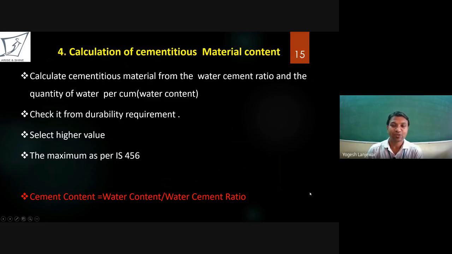Now this next part is the calculation of cementitious material. It consists of a calculation of cement, and the cement content is given by the formula water content divided by water cement ratio. Calculate cementitious material from the water cement ratio and the quantity of water per cubic meter, that is nothing but the water content. And we have to check it from the durability point of view also. We have to select the higher value, and that is as per IS 456. So cement content is equal to the water content divided by water cement ratio.